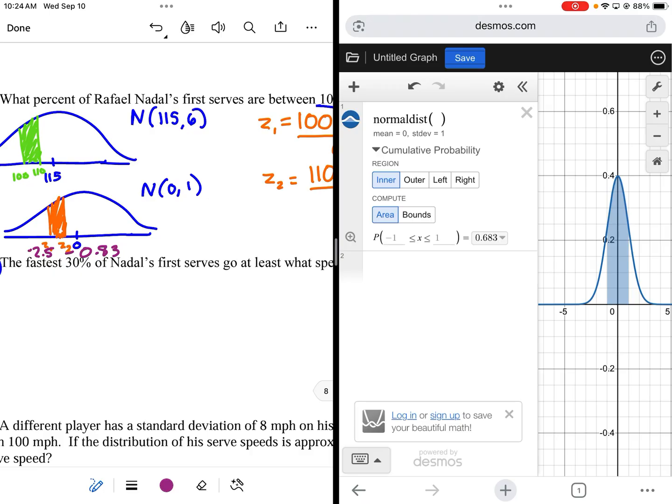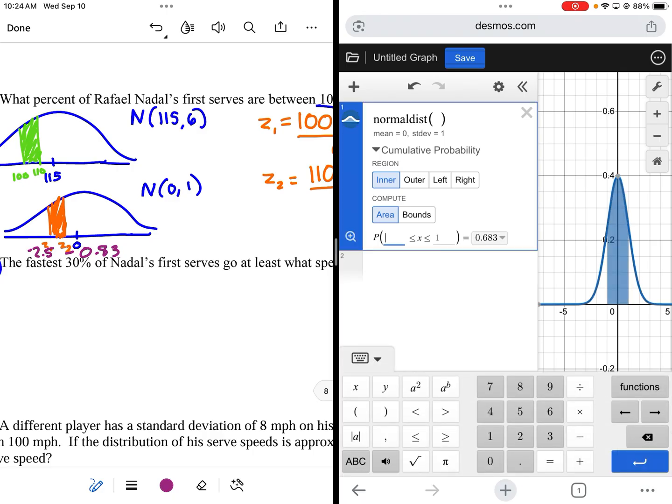So look at all the options. Region is the first option. So inner looks like that, outer, left, and right. So what are we going to pick for this problem? Inner. Okay, so right now it's sitting at -1 and +1, but we need to change it to our z's. So negative 2.5 and then negative 0.83.